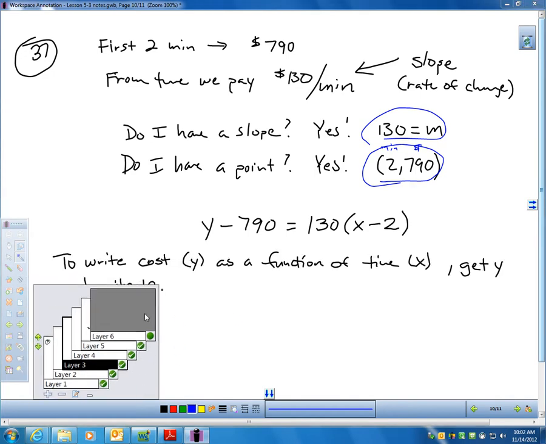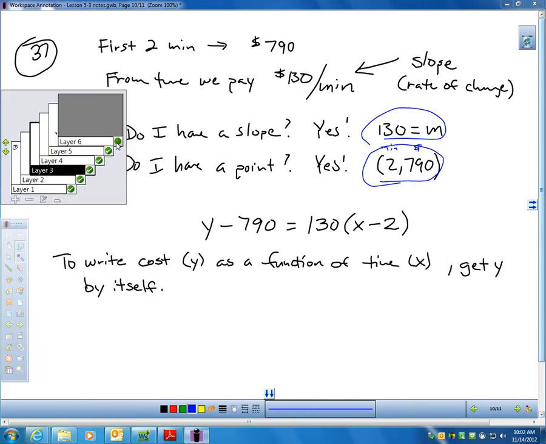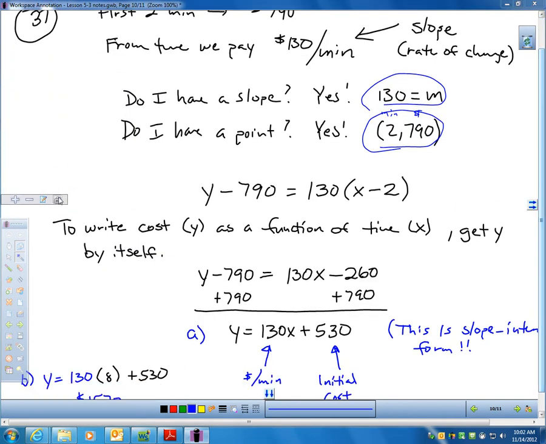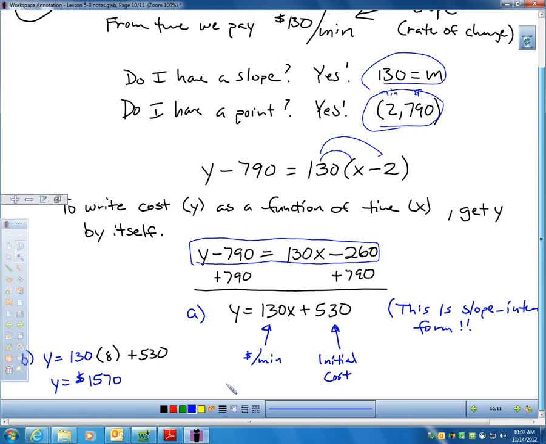Okay, to write y as a function of x, get y by itself. So remember, to do that, step 1, let me make sure I marked this so you can see exactly what's going on. To get from here to here, I'm going to distribute first, which is going to get me to this. That's how I'm getting 130x minus 260. Then to get y by itself, I'll add 790 to each side. Here is my equation in slope-intercept form.